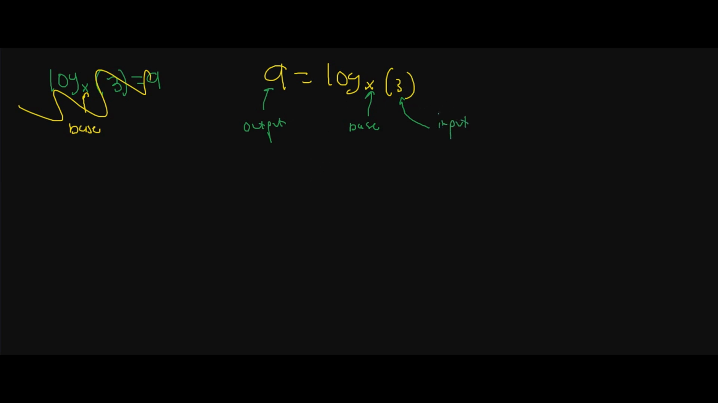So to rewrite this in exponential form, your base is x. Your input becomes your output, so that goes on the outside, so 3, and your output becomes your input, so it's x to the 9th equals 3. Now, because it's to the 9th power, that tells me we're going to make a saddle shape, or as you guys like to call it, a snake.